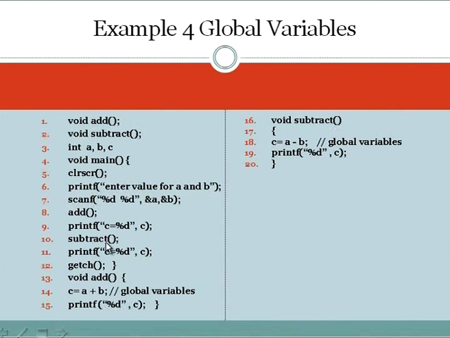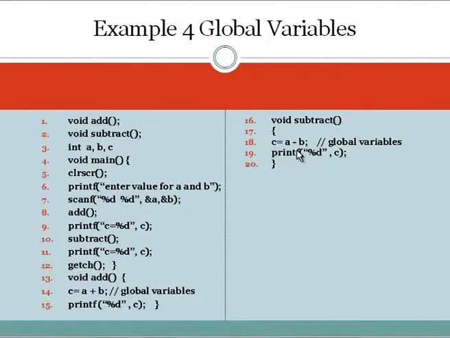Again, we are calling the subtract function. The subtract function will be called, and this function will perform subtraction of the variables a and b. The result will be assigned to the variable c. Again, you should observe that in the subtract function there are no variables a, b and c, but even then we are able to access these variables because they are global variables.